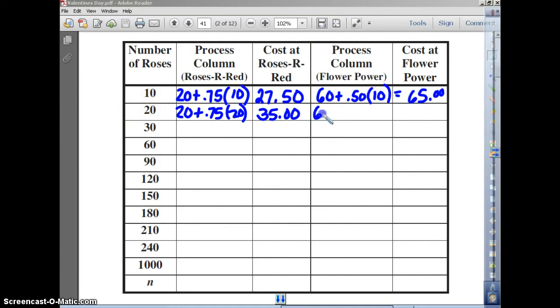Okay? What if you buy 20 flowers? Well, there's a $60 down payment, plus you still have to pay 50 cents for every flower, and we're going to buy 20 flowers this time. So if 50 cents times 10 is $5, then 50 cents times 20 is $10. You add that on to 60, you've got $70. I want you guys to finish filling out this part of the table. So when you're done, you should have this all filled out. I want you to pause the video here. Let the kids finish filling this out.